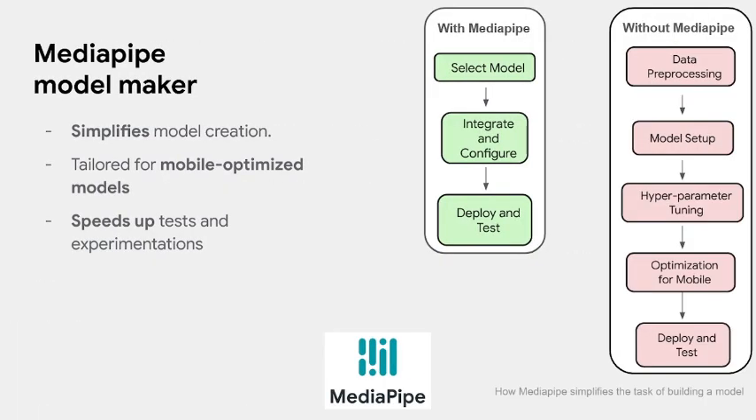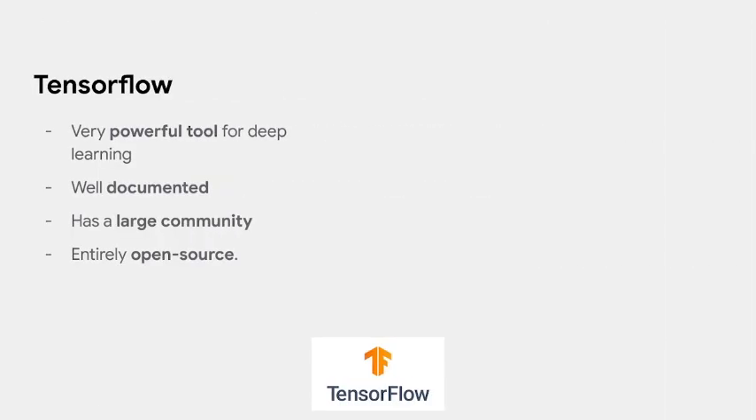Next, we have MediaPipe Model Maker. MediaPipe Model Maker is simply a tool that simplifies model creation. It's tailored for mobile optimized models, and it speeds up tests and experimentation. So here we have a representation of the steps you follow when you use MediaPipe and when you don't use MediaPipe. There's actually a great difference. Next, we have TensorFlow. TensorFlow is a very powerful tool for deep learning.